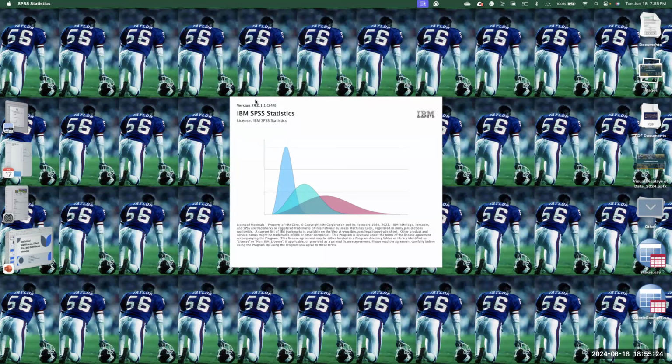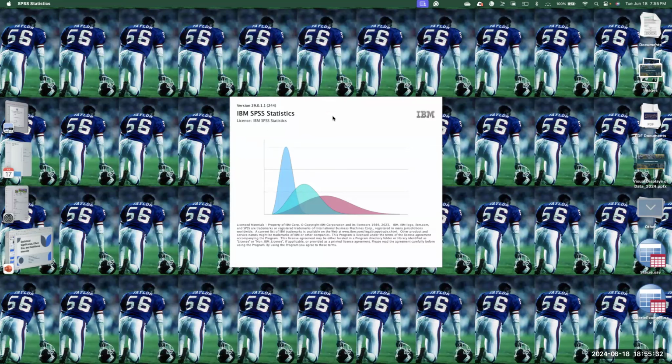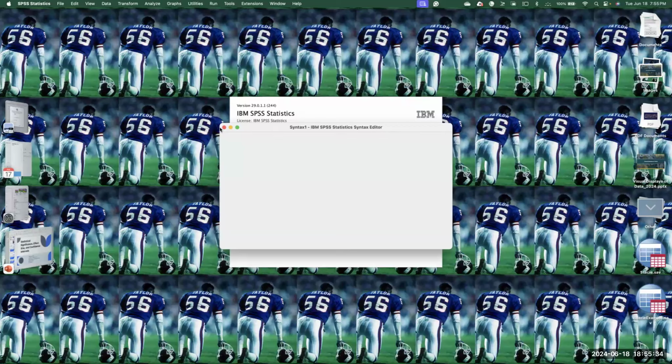Give me just a second. This version 29 is very, very slow. It eats up a lot of energy, but it will open up in just a second. Open, yeah, here we go.